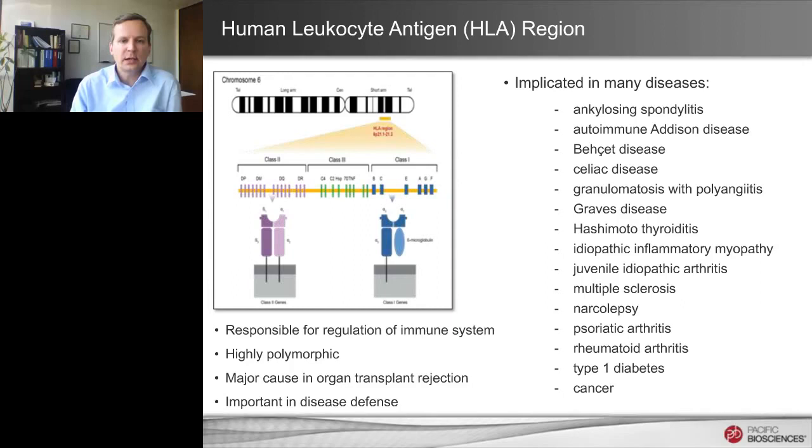for many, many diseases. I've only listed a few of them here on the right. It's responsible for the regulation of the immune system. It's highly polymorphic. Basically, every individual has a different haplotype and two different alleles. And of course, it's the major cause in organ transplant rejection and also important in disease defense. So this is an area that is of extremely high importance to understand many diseases.